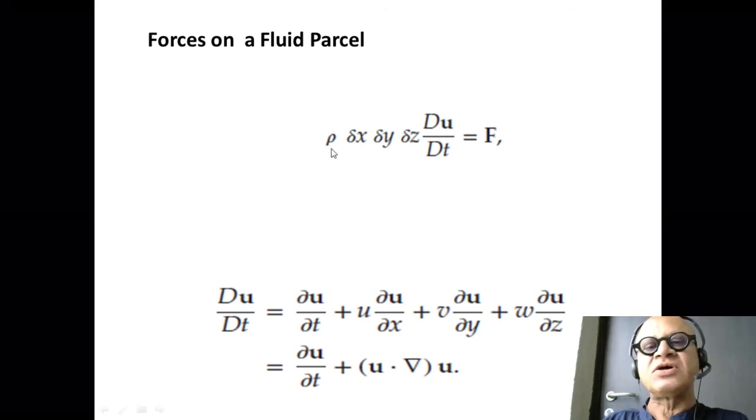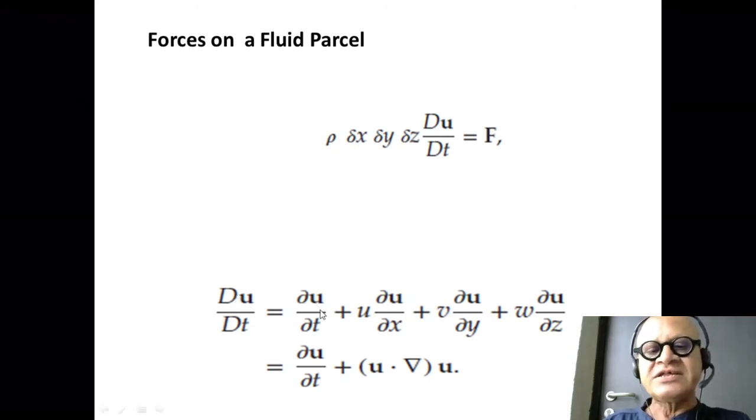Okay, so how do we write F equals ma in this case? Clearly, it's just rho times delta x, delta y, delta z, where rho is the density. Delta x, delta y, delta z gives us the volume of this cube, the parcel that we are looking at. Du dt is the acceleration, which should be equal to the net force F. That's our F equals ma for this parcel, right?